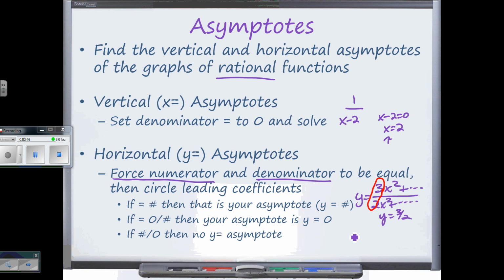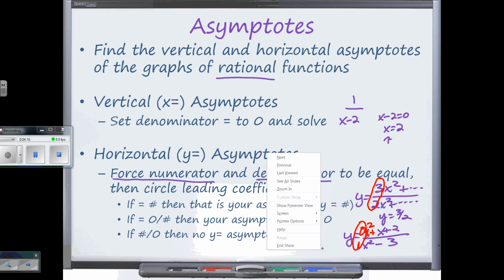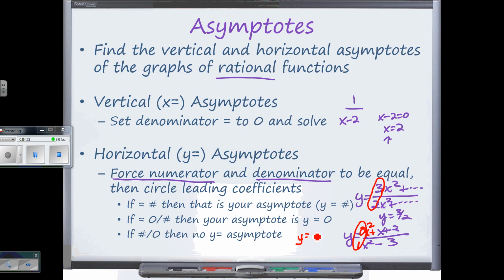Now, if on the other hand you have 0 over a number. What if I have y equals x plus 2 over x squared minus 3? Well, notice my top doesn't have an x squared. So now I force it to have an x squared by giving it a 0x squared, right? I can add 0x squared because I'm not really adding anything. Now, if I circle those, I get y equals 0 over 1, which is 0. So the asymptote is y equals 0.